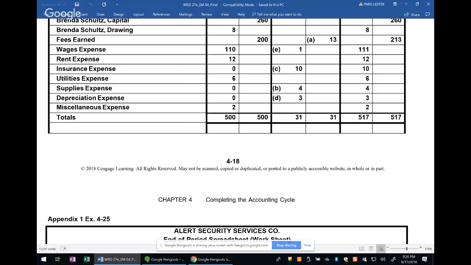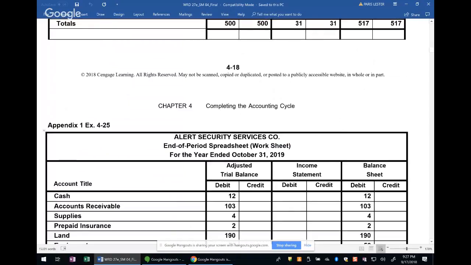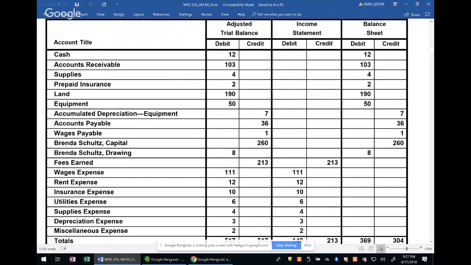Okay, let's look at the final picture here, and I know I'm taking a while on this, but that's okay. Now, here's the final statements. Here is columns 5, 6, 7, 8, 9, 10. Anyway, the income statement has fees earned on it. Just one item is a credit, and it has expenses on it. Just like on your test, an income statement. And your net income is $65.